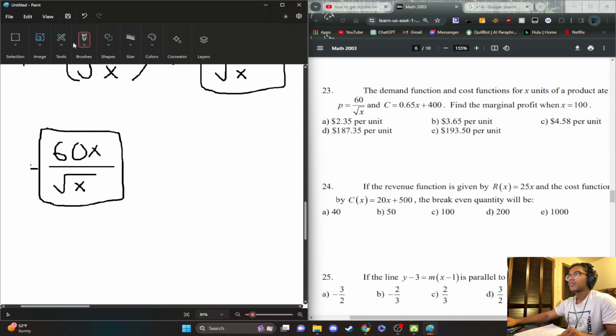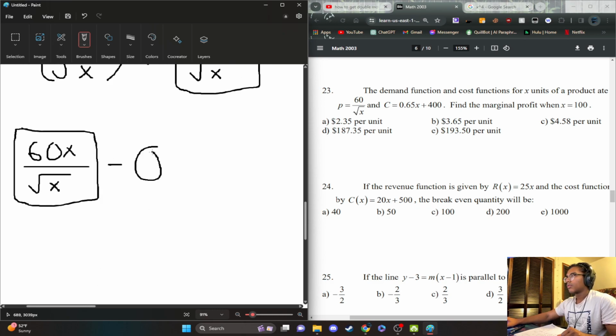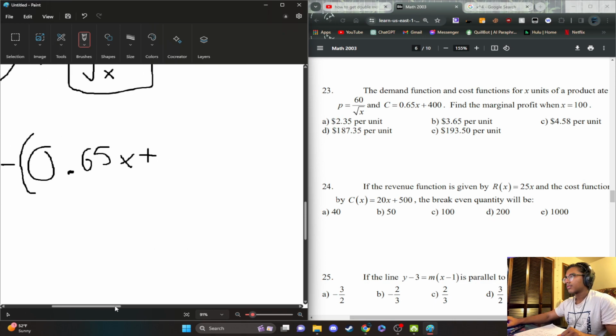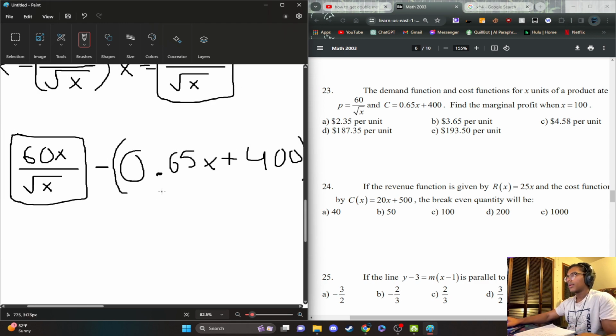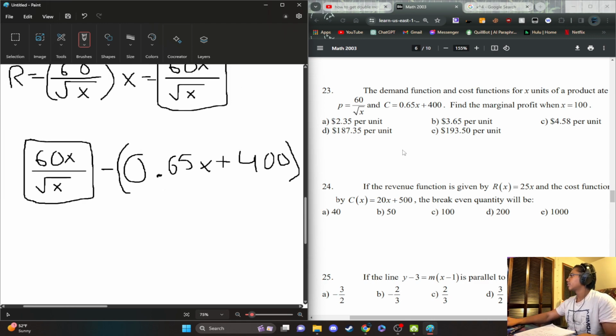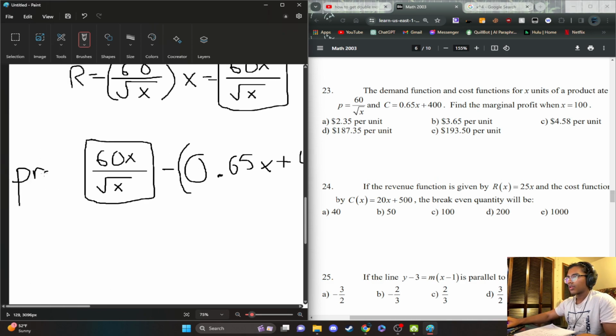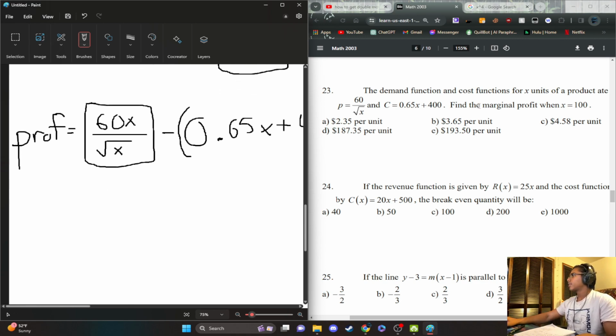Let me erase this. Minus C, which is 0.65x plus 400. Now you evaluate this, and this right here is your profit function. So your profit equals this.